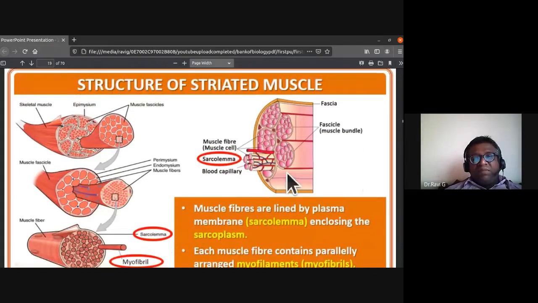So the muscle fibers are lined by plasma membrane, which we call sarcolemma. A muscle bundle will have many muscle fibers, and they have this sarcolemma, which encloses the sarcoplasm. So sarcolemma is the outermost membrane, and it encloses the sarcoplasm, that is the cytoplasm of the muscle.